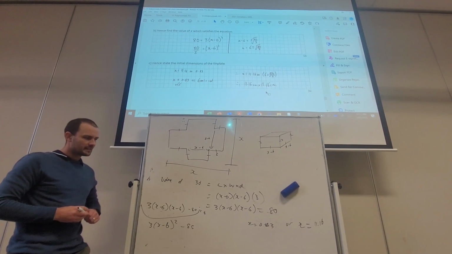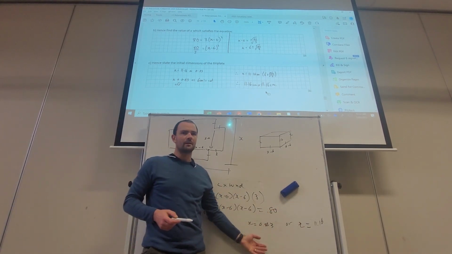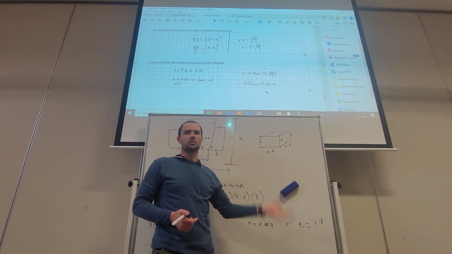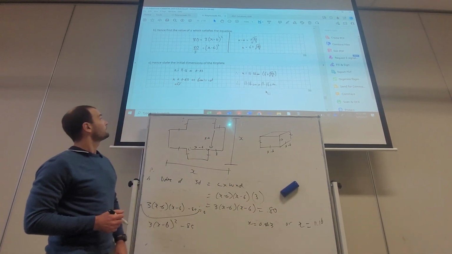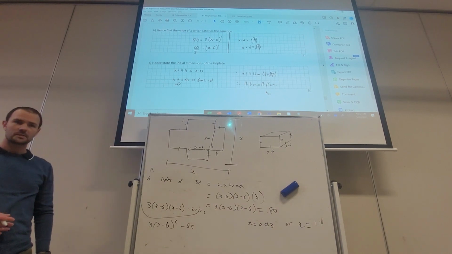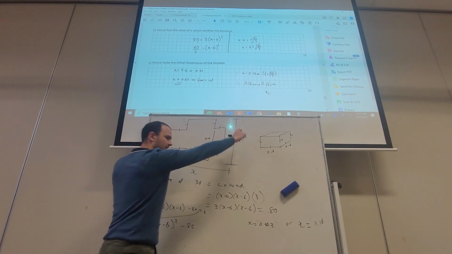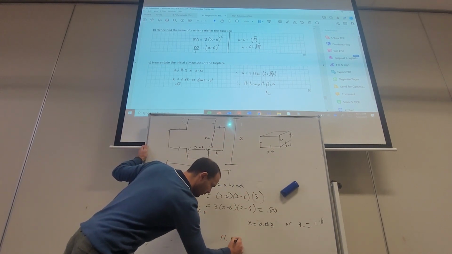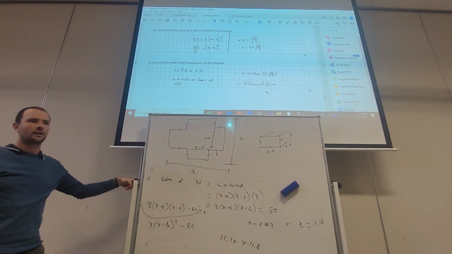Now the question in the test is a little bit like this one, but when you get your two answers, one of them's negative, one of them's positive. So you just reject the negative solution straight away. It's a bit easier than that. And then for the last part, state the initial dimensions. Remember our initial dimensions of the tin plate were x by x. So our initial dimensions are 11.16 by 11.16.